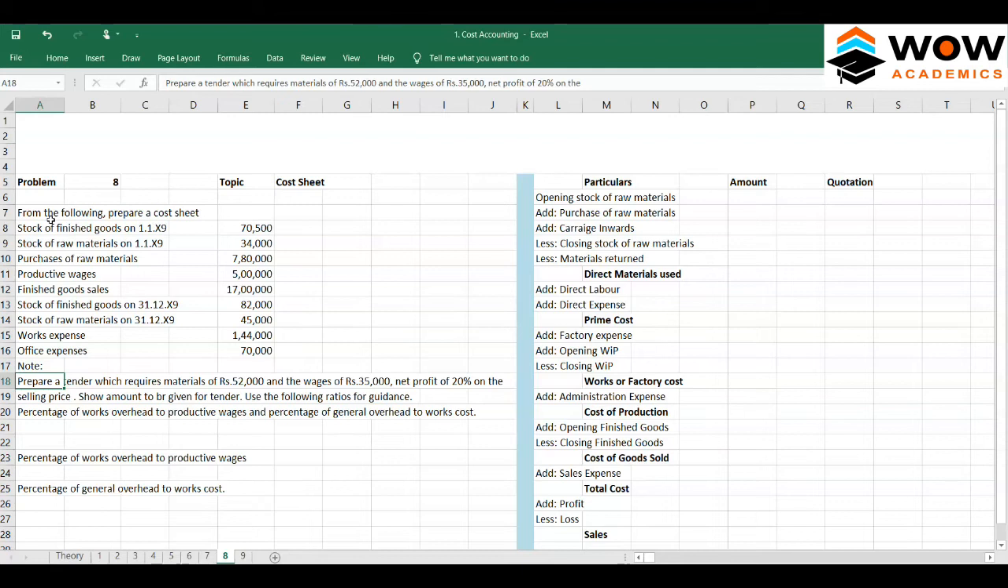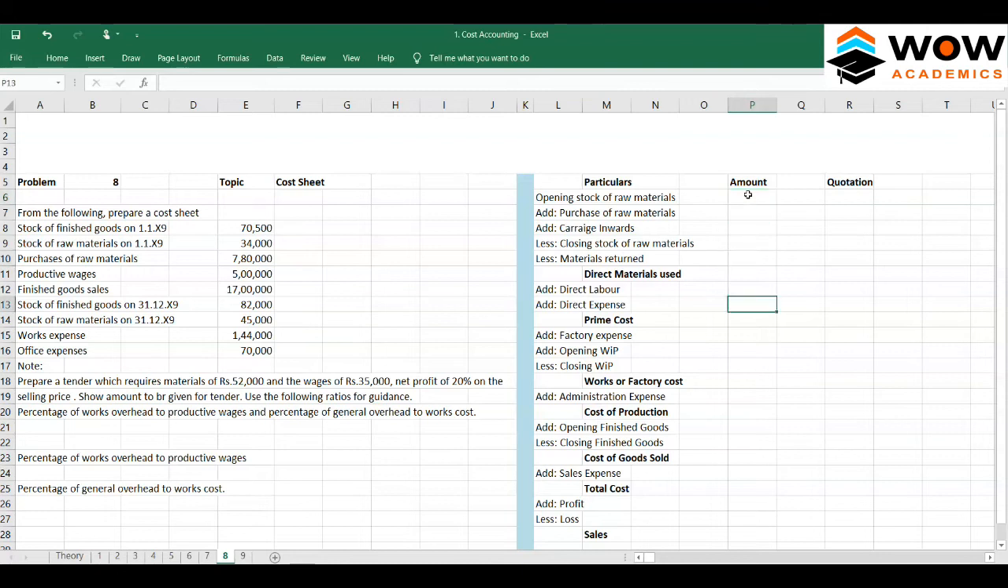And they say that prepare a tender which requires 52,000 of material and 35,000 of wages, net profit of 20% on the selling price. Show amount to be given for tender, use the following ratios for guidance. So it's going to be a similar problem, but in earlier problems we took the ratio to our convenience, but here they have given us a particular logic. So let's start with the existing sheet.